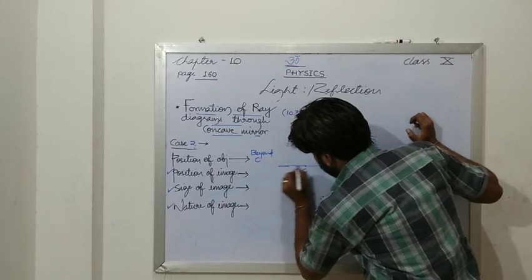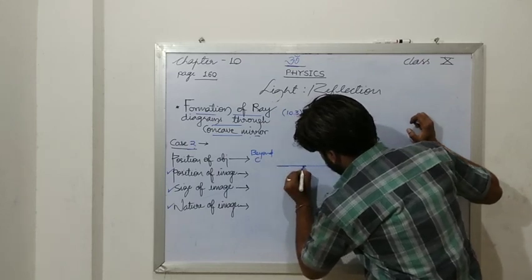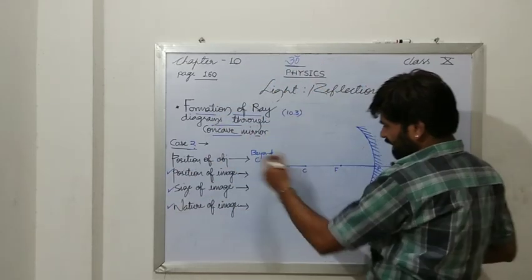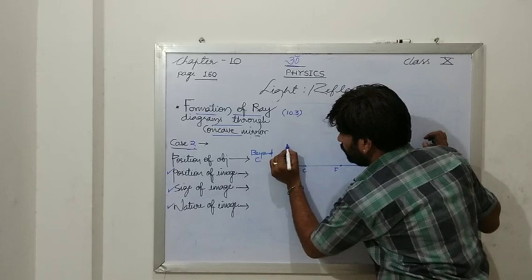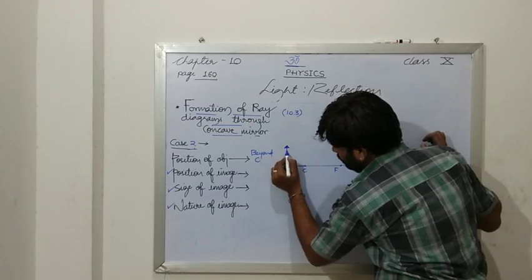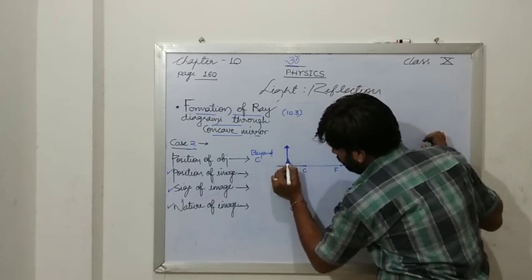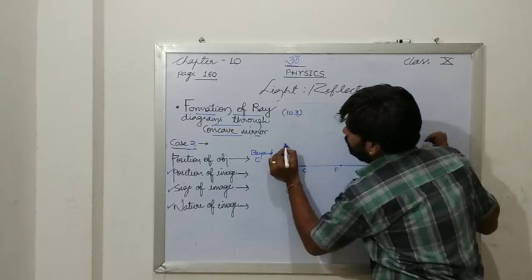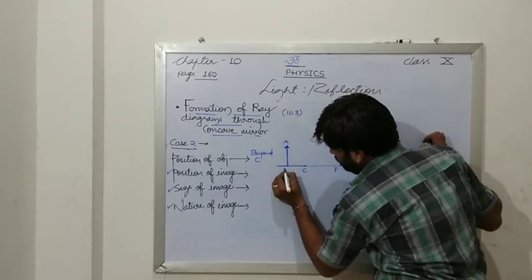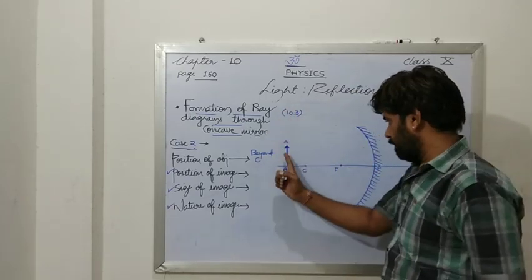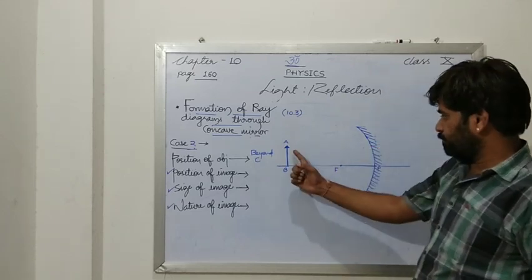Beyond center of curvature means what? As we have seen in the previous case, the object was at infinity. Now it is nearby us, but just beyond the center of curvature. So beyond the center of curvature you may take any position. I am taking this one, in which we have an object upright up, that is A and B. Upright up means this arrowhead is up. Now this is the position of object.